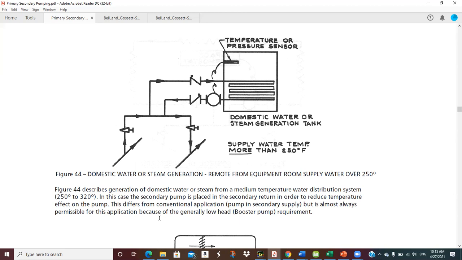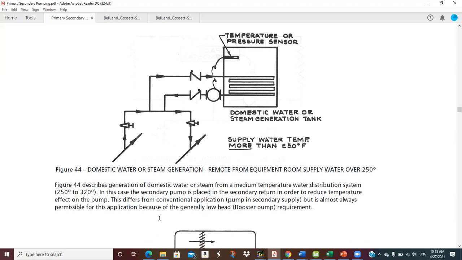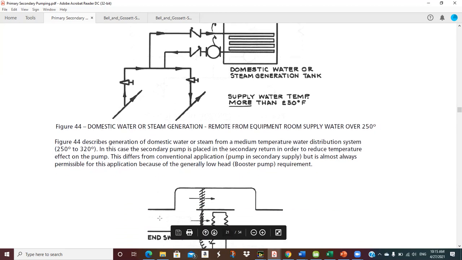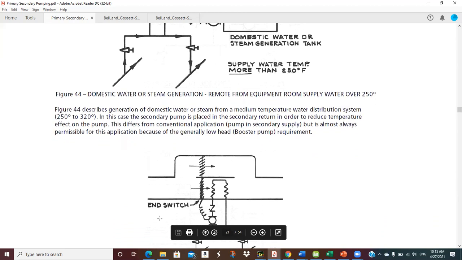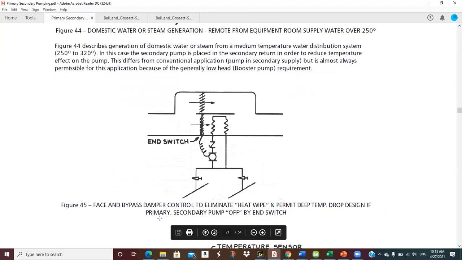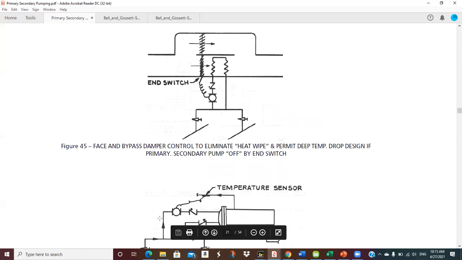That could be a subject for discussion at the design firm. Where do we want to put this? Make sure that the pump is spec'd appropriately. Okay, so here's another example. So this is face and bypass damper control to eliminate heat wipe and permit deep temperature drop design of primary.